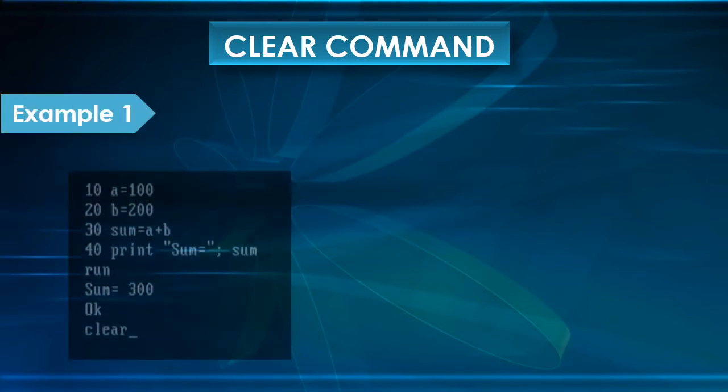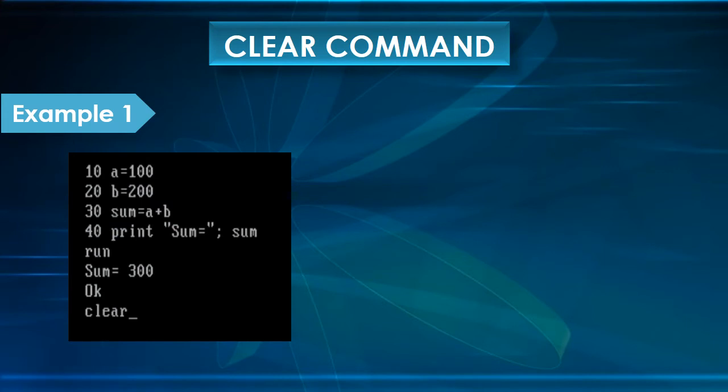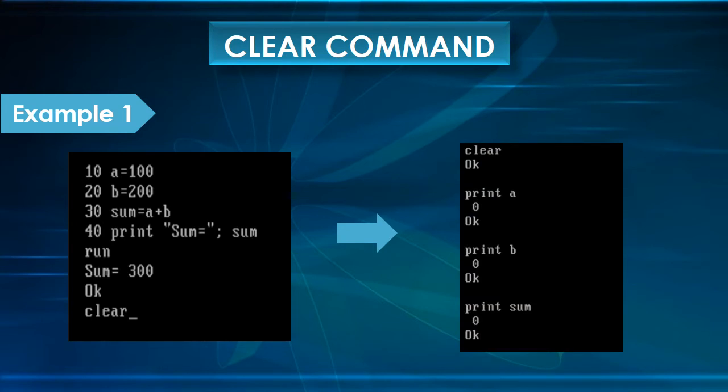Let's see a simple example for the CLEAR command. I have stored 100 in a numeric variable A and 200 in numeric variable B and their sum in a numeric variable sum. Then I executed the program to check if it's working correctly. Then I applied the CLEAR command, and to check what CLEAR has done, I supposed that A has 100, B has 200 and sum has 300 in it. But when I applied the CLEAR command, it set all the numeric variables to 0. When I print A, 0, print B, again 0 and print sum, again 0 as output.